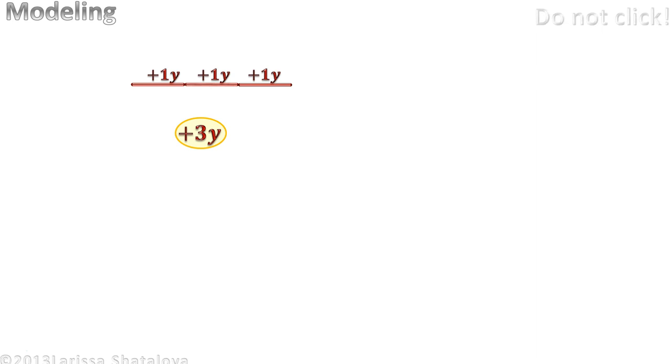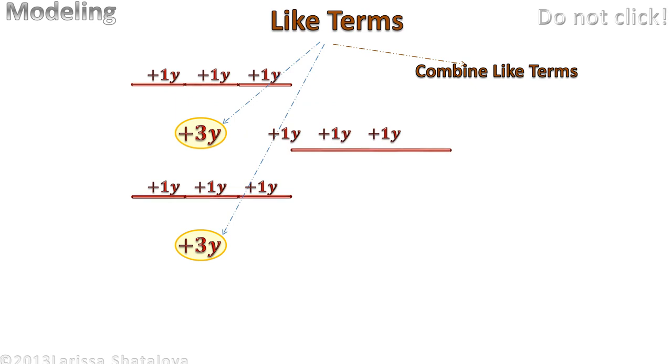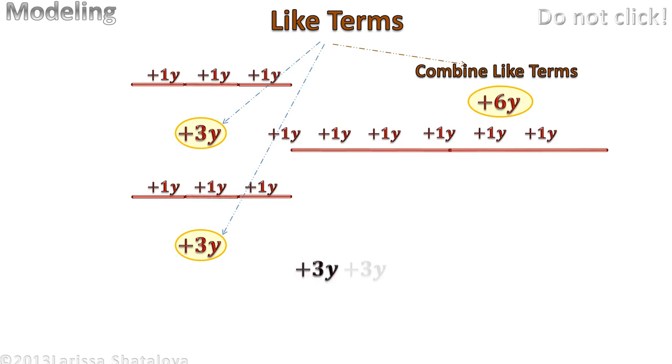We continue modeling actions for like terms. If we have one more example, 3y as one term and 3y as another term. We call them like terms because they have the same variable, y in the first term and y in the second. And we can combine like terms, meaning we can add them physically, or we can add positive 3y and positive 3y, and it will be positive 6y.